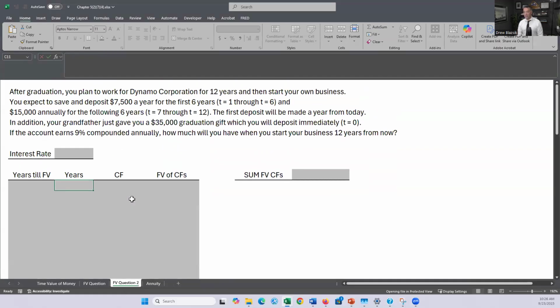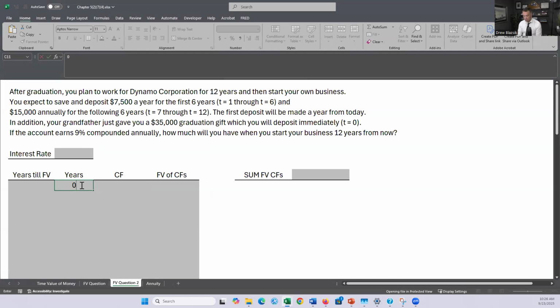Question 2, this is very similar, but we have to read on. We want to know the future value of some amount. So after graduation, you plan to work for Dynamo Corporation for 12 years and then start your own business. You expect to save a deposit of $7,500 a year for each year for the first 6 years. So let's do that real quick, at time 1 through 6.